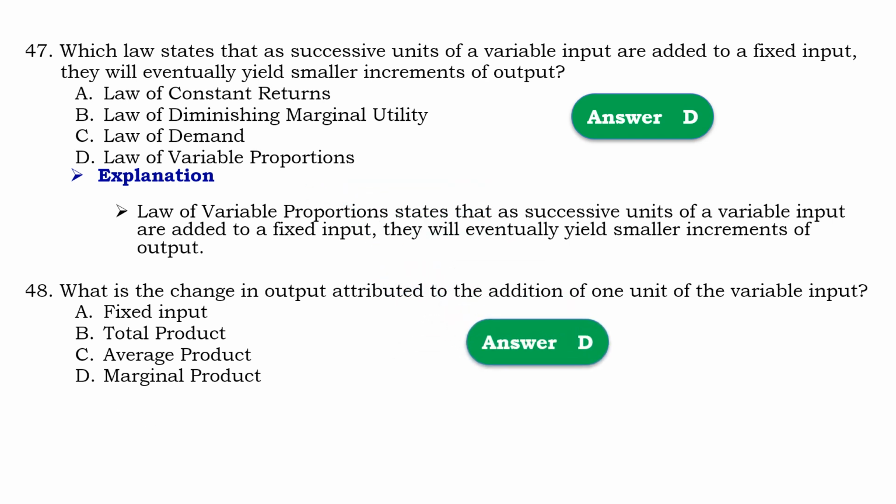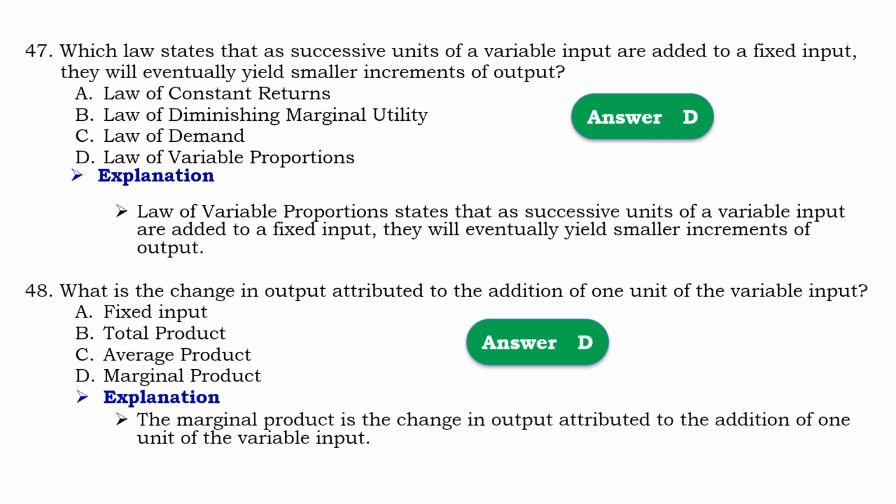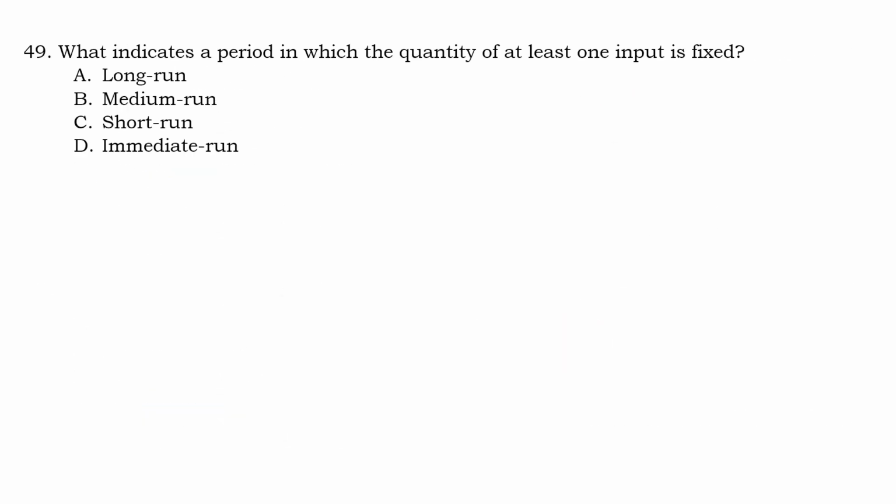So that should be the marginal product. Means that the marginal product is the change in output attributed to the addition of one unit of variable input. Question number 49. What indicates the period in which quantity of at least one input is fixed?